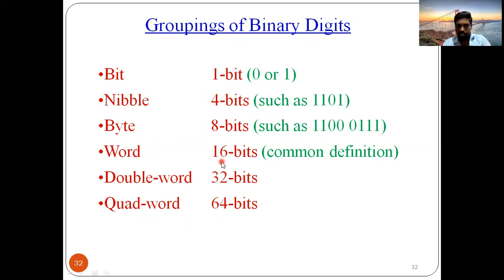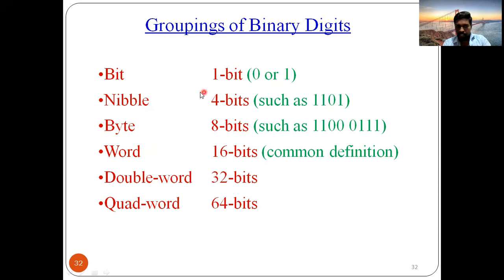Group of 16 bits is called 1 word. Next, group of 32 bits is called double word. Likewise, group of 64 bits is called quad word.